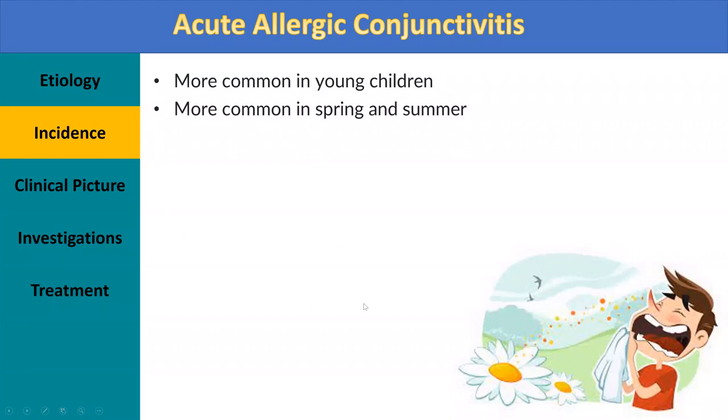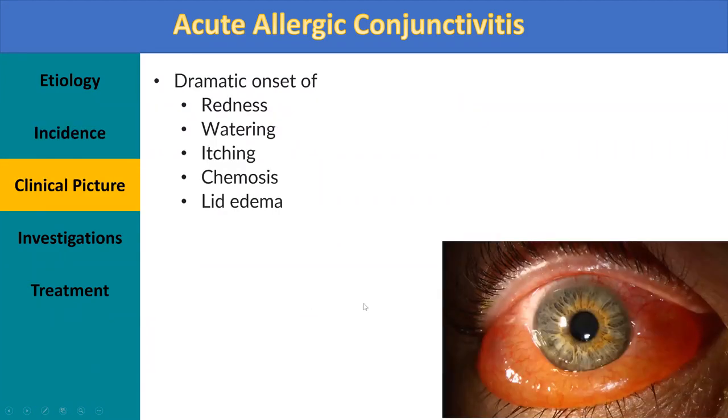The clinical picture of acute allergic conjunctivitis: the hallmark of this inflammation is severe or massive conjunctival chemosis, or conjunctival swelling. You can see that the conjunctiva is hugely swollen, and it is also characterized by redness, watering, itching, and lid edema. All these are criteria for acute allergic conjunctivitis.